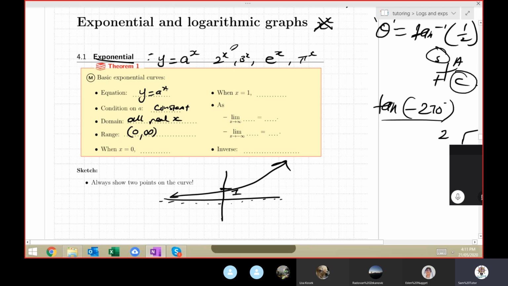When x is 0, so when this power is 0, what do you get? What's anything to the power of 0? 1. So y equals 1. What happens when x is 1? When x is 1, well, you obviously get the constant you have, so a, 2, or 3, or e. And what happens to the limit as x approaches infinity? So what happens to the function as x is getting larger?